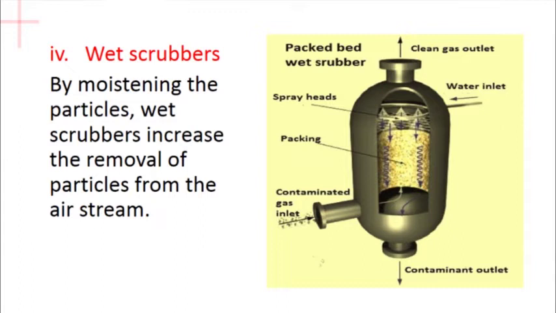4. Wet scrubbers. By moisturizing the particles, wet scrubbers increase the removal of particles from the airstream. Wet scrubbers typically work against the current by a water spray contacting the gas flow. After becoming entrapped in the water droplets, the particulate matter is separated from the gas stream. Wet scrubbers such as packed bed, venturi or plate scrubbers utilize the initial impaction, and cyclone scrubbers use centrifugal force.